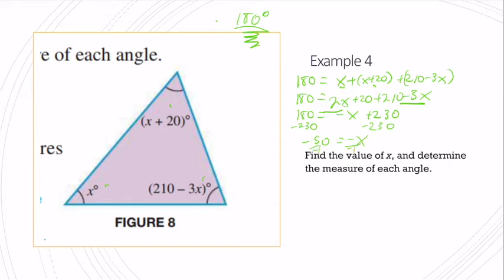We divide both sides by negative 1, right? We want our X's lonely and positive. That sounds counterproductive. Okay, so I have X equals 50. That means the angle of this is 50 degrees. Here I have 50 degrees plus 20 degrees, so 70 degrees. Here I have 210 minus 3 times 50 degrees. That's 210 minus 150, so 60 degrees. So this was a 50 degree, 70 degree, 60 degree triangle.